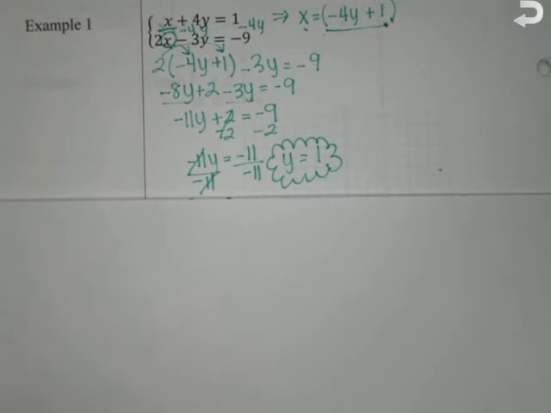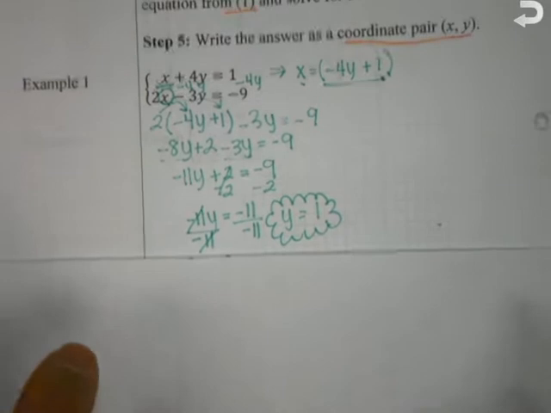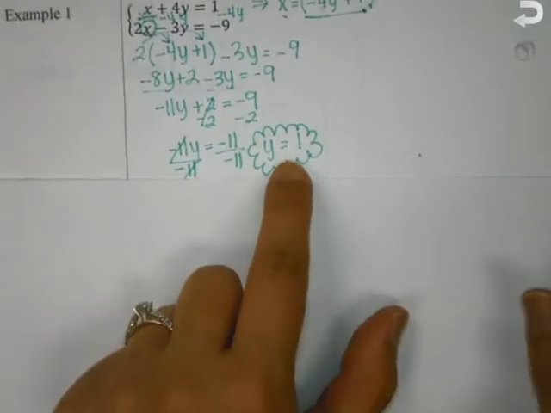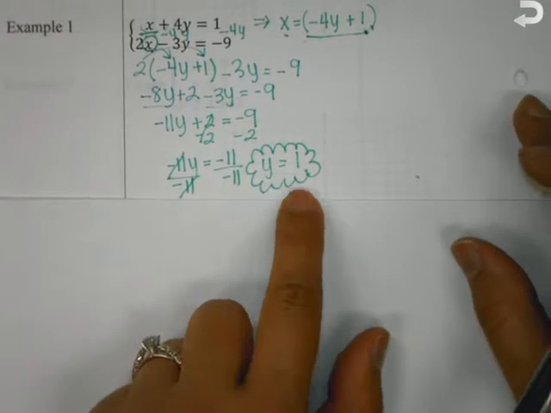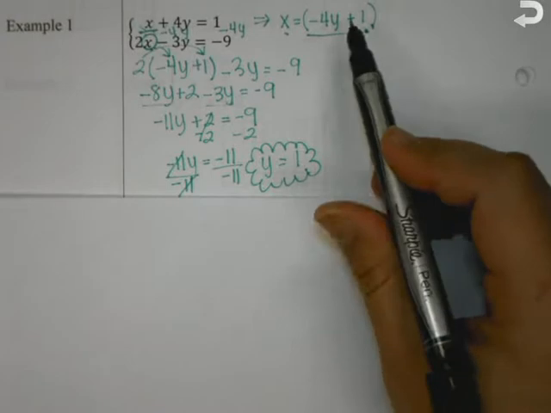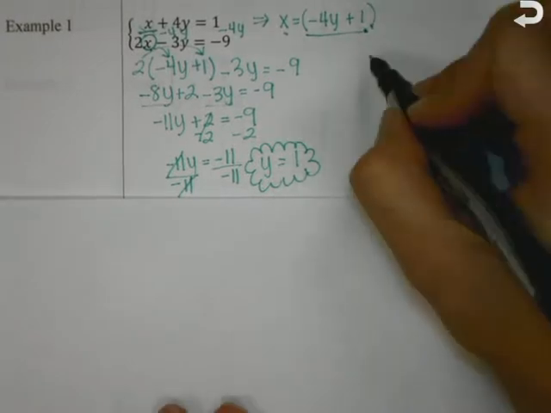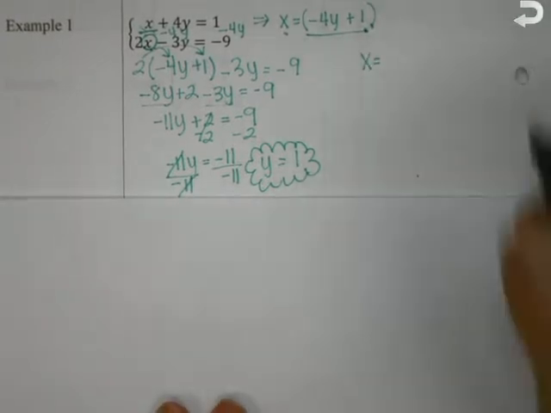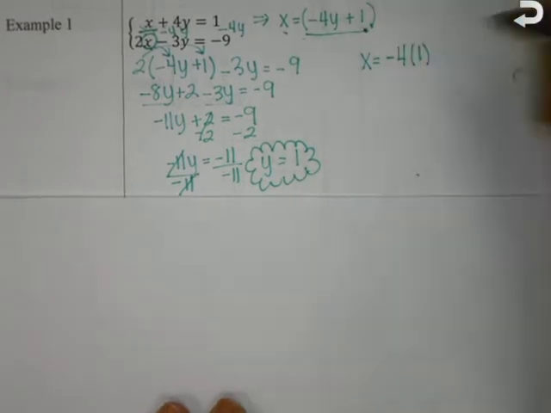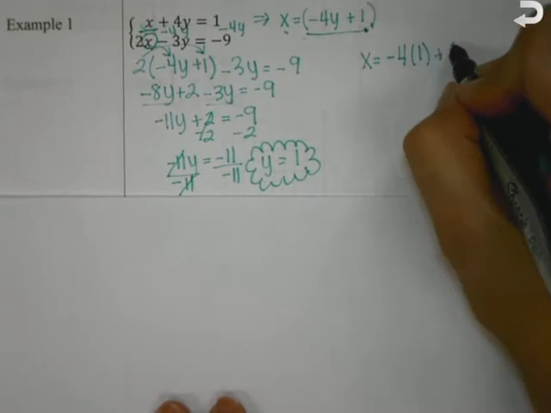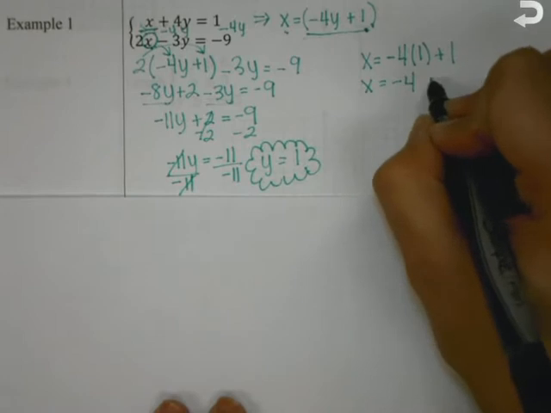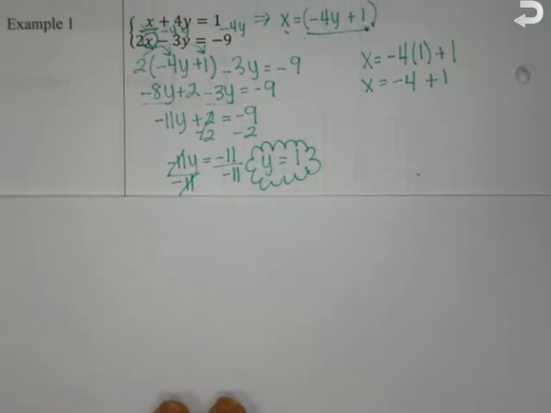Because step 5 said my answer should be a coordinate pair x comma y. I only have the y's here. So what do you think I'm going to have to do to find out what x is? Plug y into that thing right there. So we have x equals negative 4y, and this time we know that y is positive 1, plus 1. So that gives me x equals negative 4 plus 1. So x equals negative 3. That's the second half.